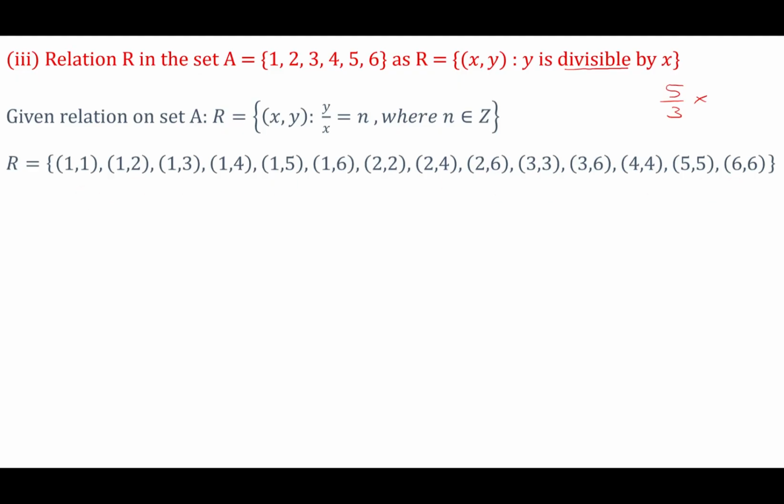Now we need to check reflexive, symmetric and transitive. We know the reflexive: for any a belonging to A, a comma a must belong to R. So check. 1 1 is there, 2 2 is there, 3 3 is there, 4 4 is there, 5 5 is there, 6 6 is there.